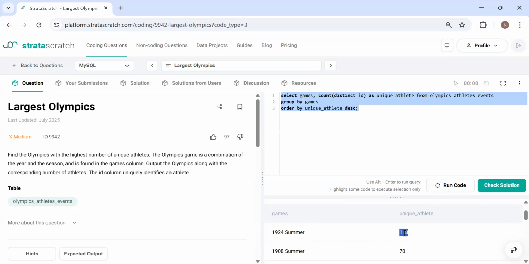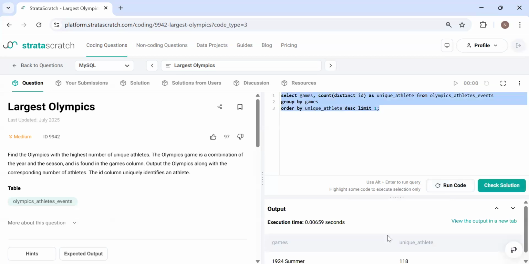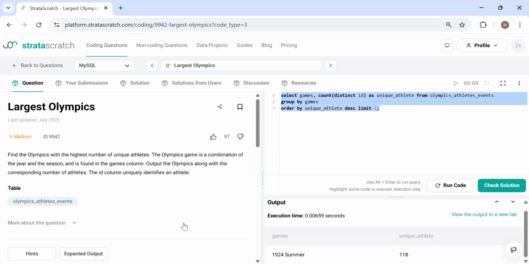And we need only this row. We need only that Olympic where the highest number of unique athletes were present. So we have to find that Olympic where the number of unique athletes is maximum. For this, we are going to extract only the first row. For that, we are going to use limit and write 1. So it is going to give us this row, and this is the answer.